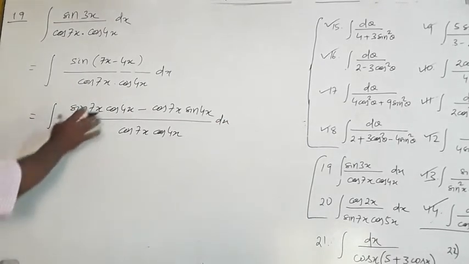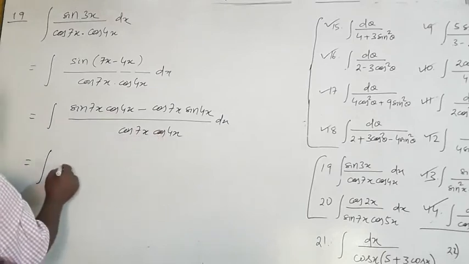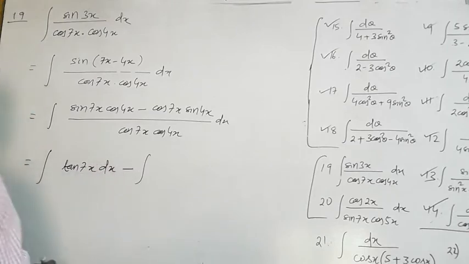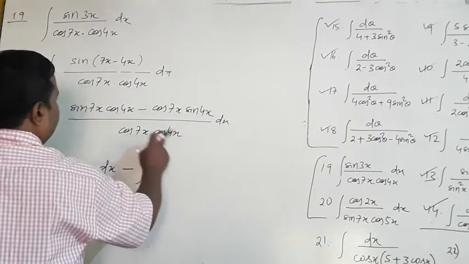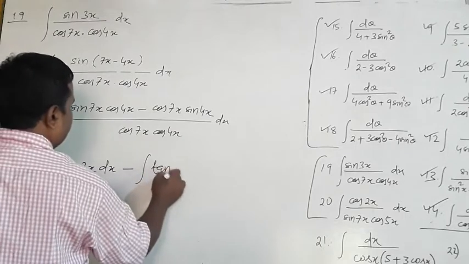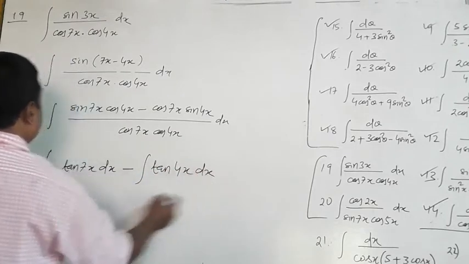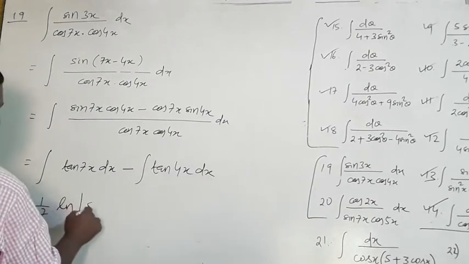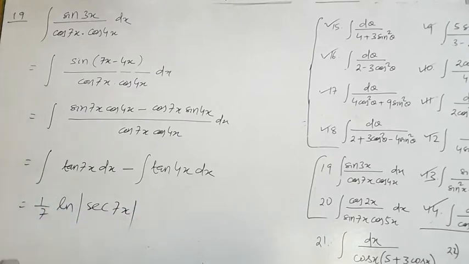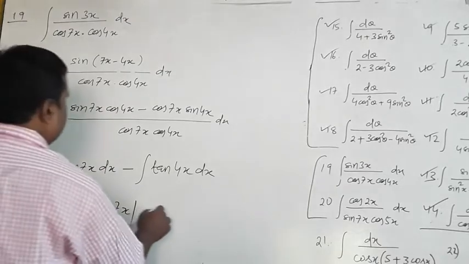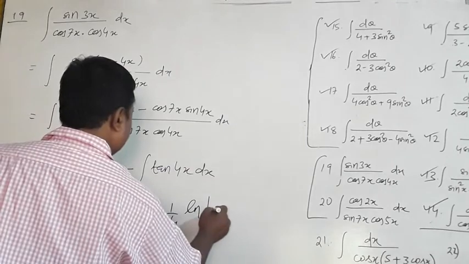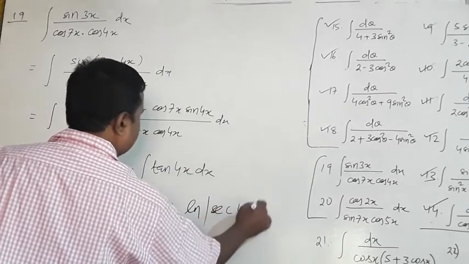Now separate this, this by this. It becomes integration of tan 7x dx minus integration, when we divide, it will cancel, of tan 4x dx. Now you know the formula. It is 1 by 7 ln sec 7x. The formula of tan mx is 1 by m ln sec mx. Minus 1 by 4 ln sec 4x plus c. You have to remember the formula.